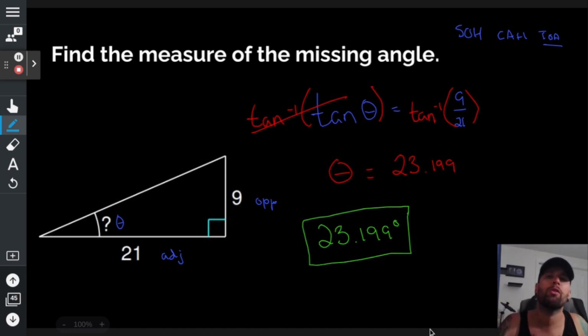So that's what trigonometry is used for. Trigonometry is used to find missing sides or angles, and in this case, an angle, if I'm not given a ton of information. And that's what I got. It's a missing angle.